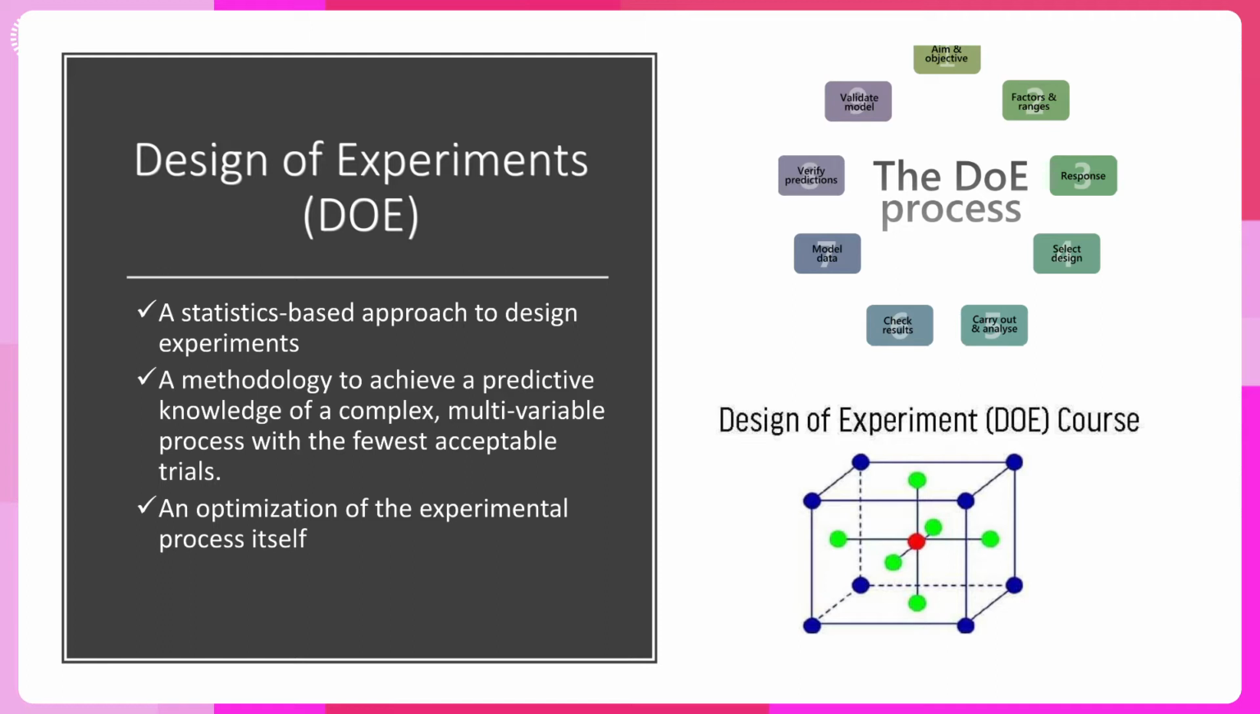There are several advantages of using the design of experiments process. They provide you with the aim and objectives. There is a particular way by which you have to design the experiments. First you have to identify the factors and the various variables, then you have to record the responses after conducting the studies, then you have to select the proper design, then carry out the analysis, check and interpret the results, verify the predictions, and then validate your model.